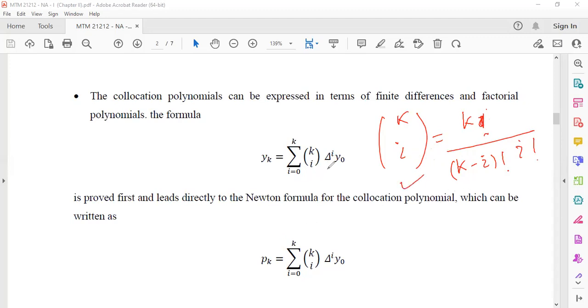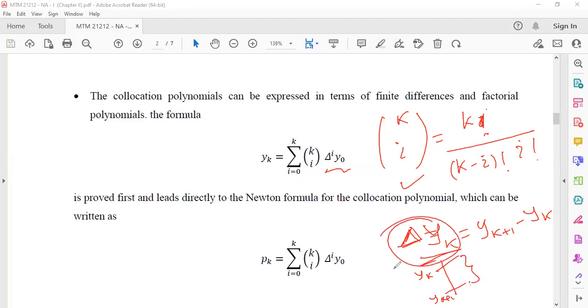We can see this in our continual courses. This delta we use for the difference. For example, delta yk means you take yk plus 1 minus yk, the difference between this and this. Let's say this is my yk, this is my yk plus 1, and for the interval between them we use this notation delta yk. You can see it later. The delta i power means delta 1, delta 2, like that.